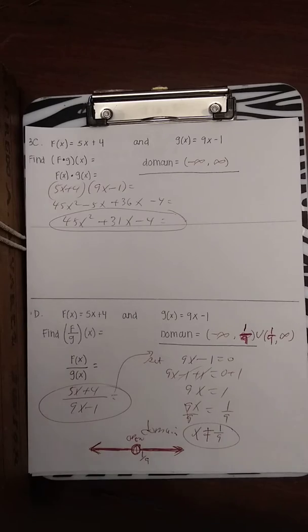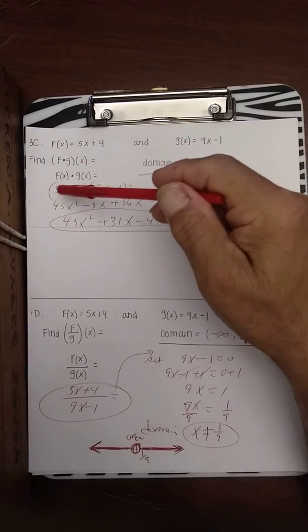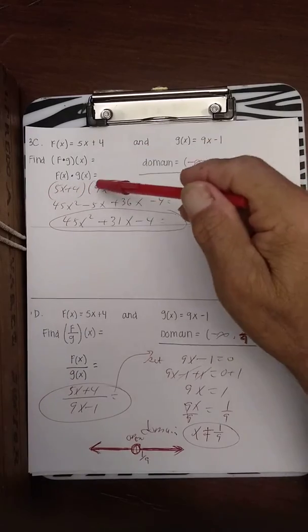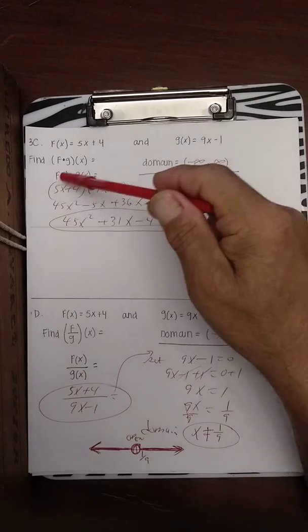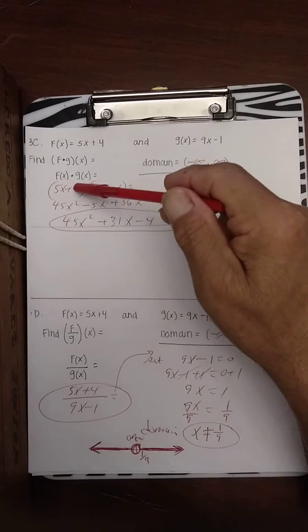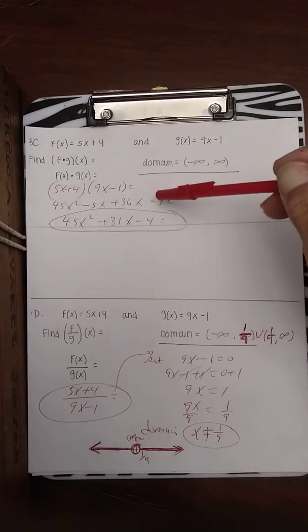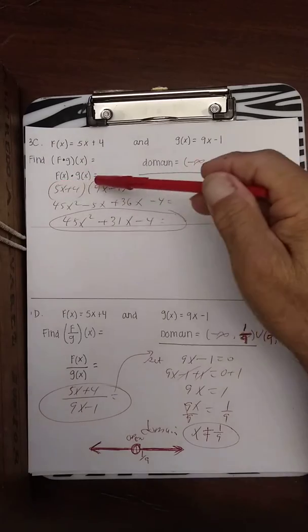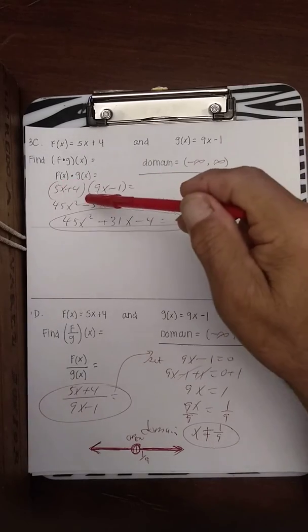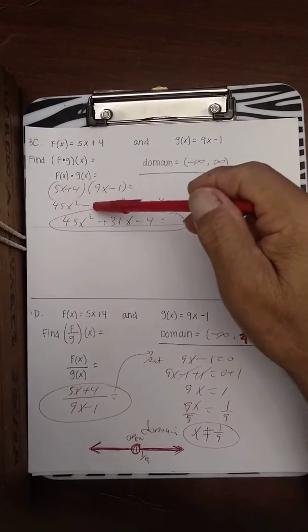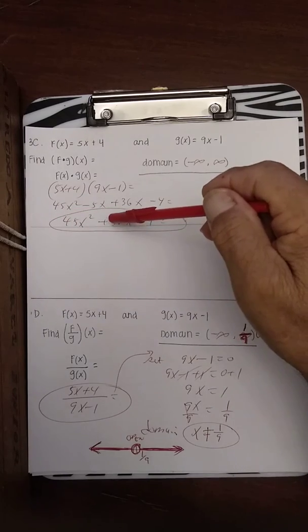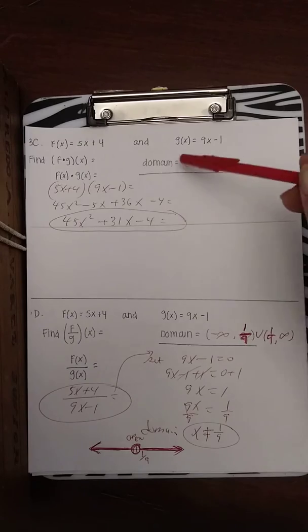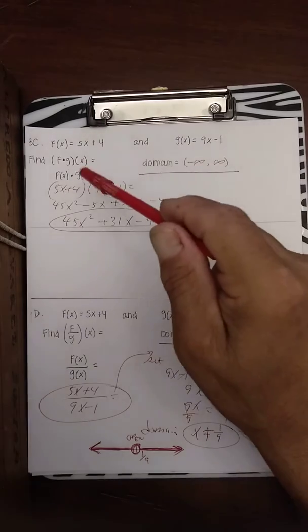Next one, f times g of x. Well, that means multiply 5x plus 4 times 9x minus 1. 5 times 9 is 45x squared. 5 times negative 1 is negative 5. 4 times 9 is 36. 4 times negative 1 is negative 4. First, outer, inner, last. So now 36 minus 5 is 31x. So 45x squared plus 31x minus 5. Negative infinity to infinity is the domain for this one.